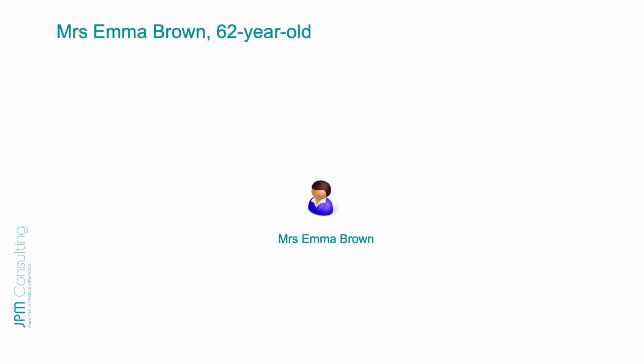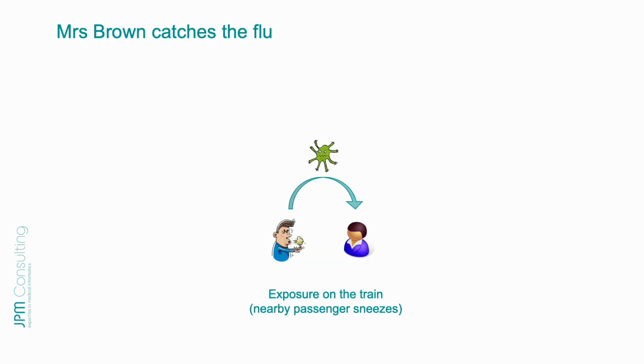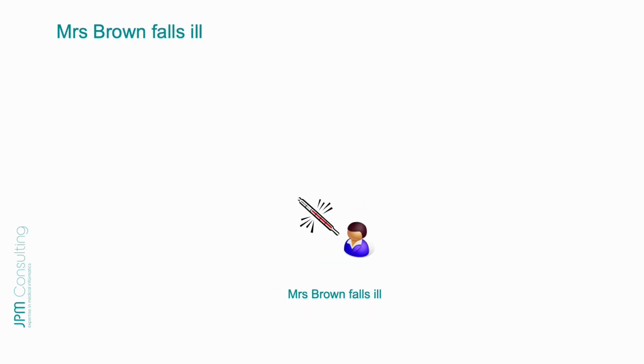This is Emma Brown. She is a 62-year-old woman. Miss Brown is traveling by train from London to Oxford. On the train, she meets Mr. Jones. Mr. Jones sneezes. Miss Brown is exposed to the influenza virus. A few days later, Miss Brown falls ill.